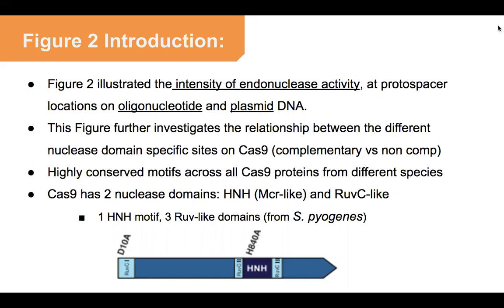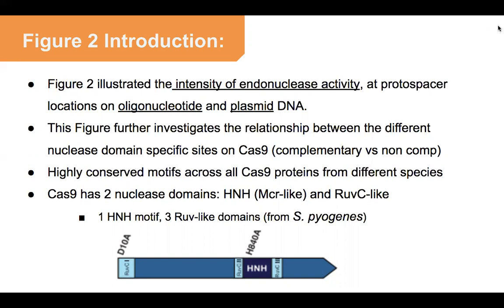The Cas9 protein that is used is from S. pyogenes. It is a highly conserved protein and sequence, and it is found in many other species and in many other kinds of bacteria. So Cas9, like I said earlier, has two nuclease domains. It has an HNH domain and an RuvC-like domain.